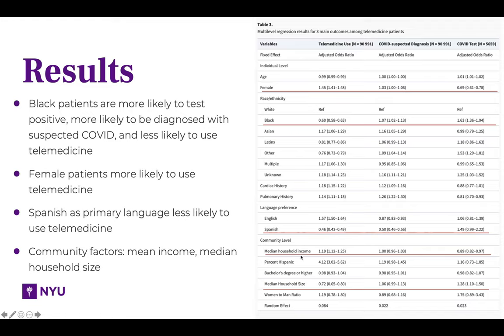One is median household income. Higher community level household income is associated with increased telemedicine use and decreased likelihood of testing positive for COVID. And another variable is median household size. As you can see, with larger household size, they are less likely to access telemedicine and more likely to test positive for COVID.